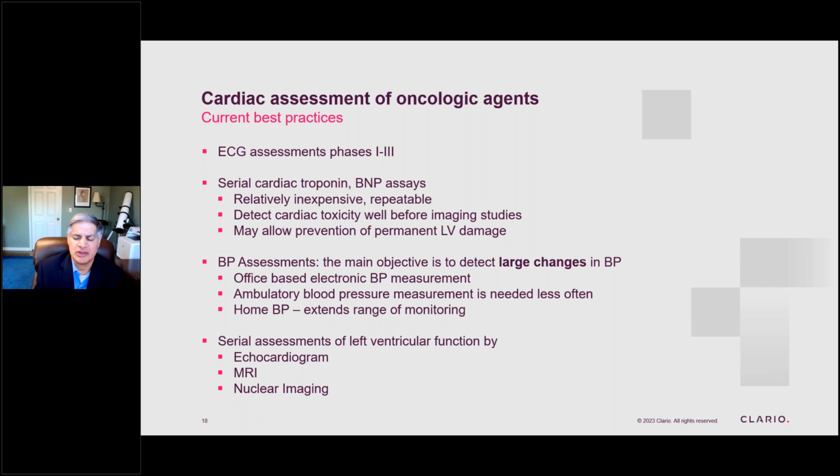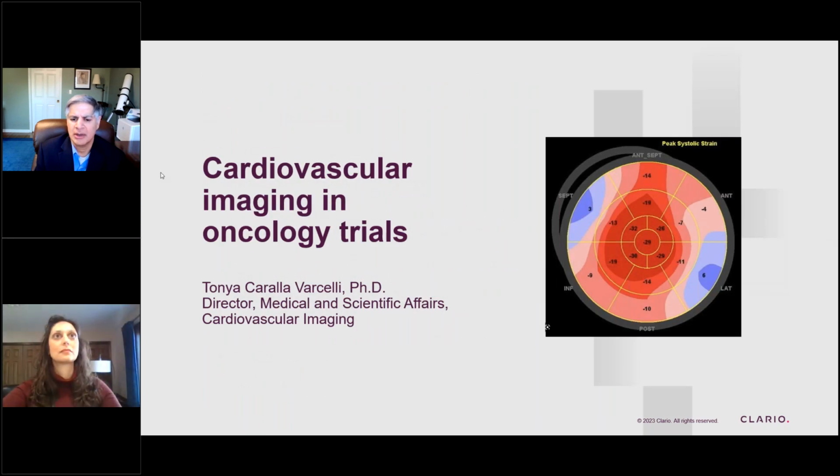And this is something that Dr. Vericelli will talk about in more detail next. So we can go to the next slide, and I think Dr. Vericelli will start here. Hi everyone, thanks Dr. Patel.